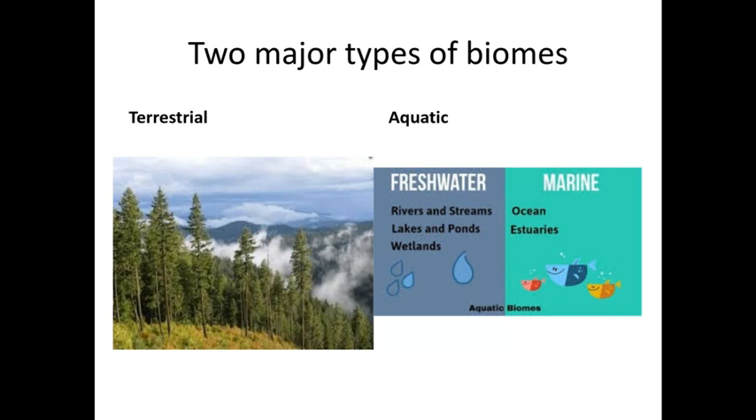Estuaries are actually a combination of freshwater and marine. What I mean by that is it's typically going to be an area where a river or a stream dumps into an ocean. So there are very specialized organisms that survive there because it is freshwater and ocean water.